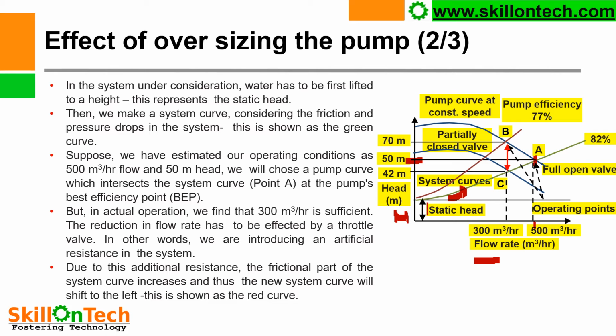But in actual operation, we find that 300 meter cube per hour flow is sufficient for our requirement. So what will we do? We will throttle the discharge valve. The reduction in flow rate has to be effected by the throttle valve. In other words, we are introducing an artificial resistance in the system by throttling a discharge valve. Due to this additional resistance, the frictional part of the system curve increases and thus the new system curve will appear and it will shift to the left. This is shown as a red curve. Here you can see this one.